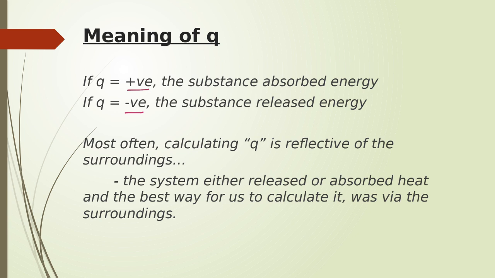Most often when we do calculate lowercase q, this is more reflective of the surroundings. So what has happened here is it's hard for us to measure the temperature change of a system itself. Usually what we need to measure the temperature change of is the surroundings, but we know that the amount of energy that flows between system and surroundings should be the same. So when we are measuring Q, typically we are measuring the surroundings, and it's giving us an indication of whether the system released or absorbed energy.